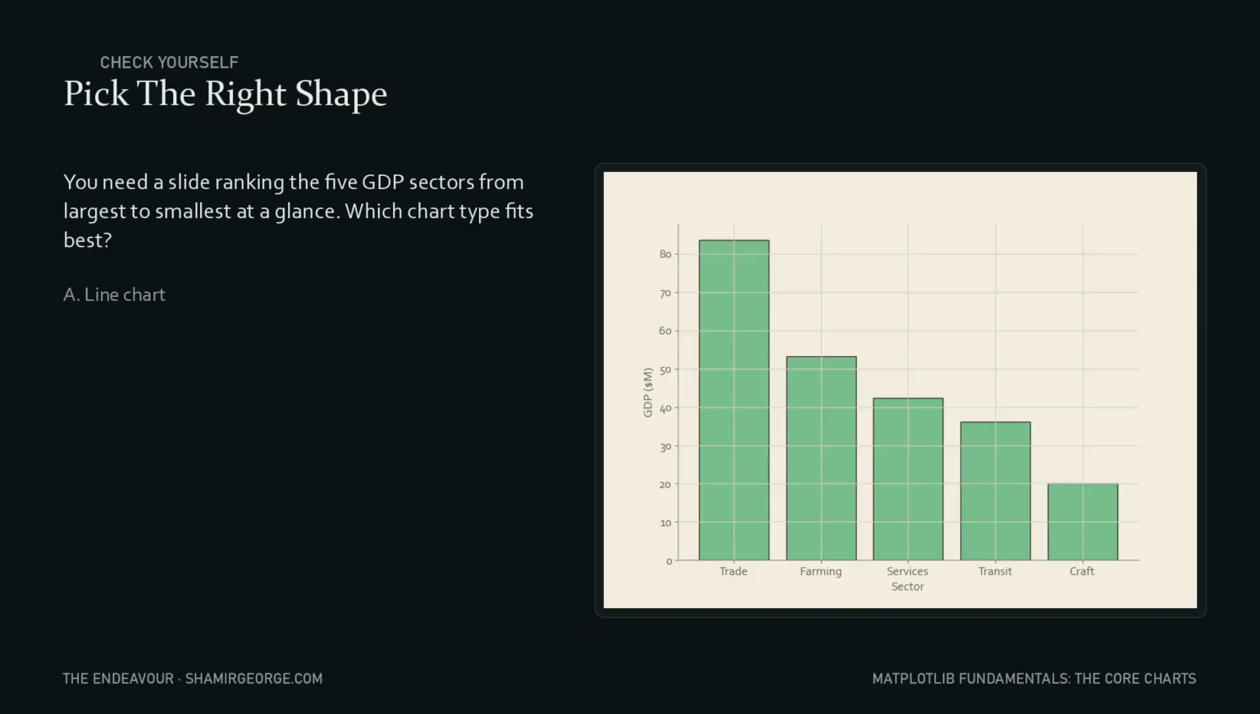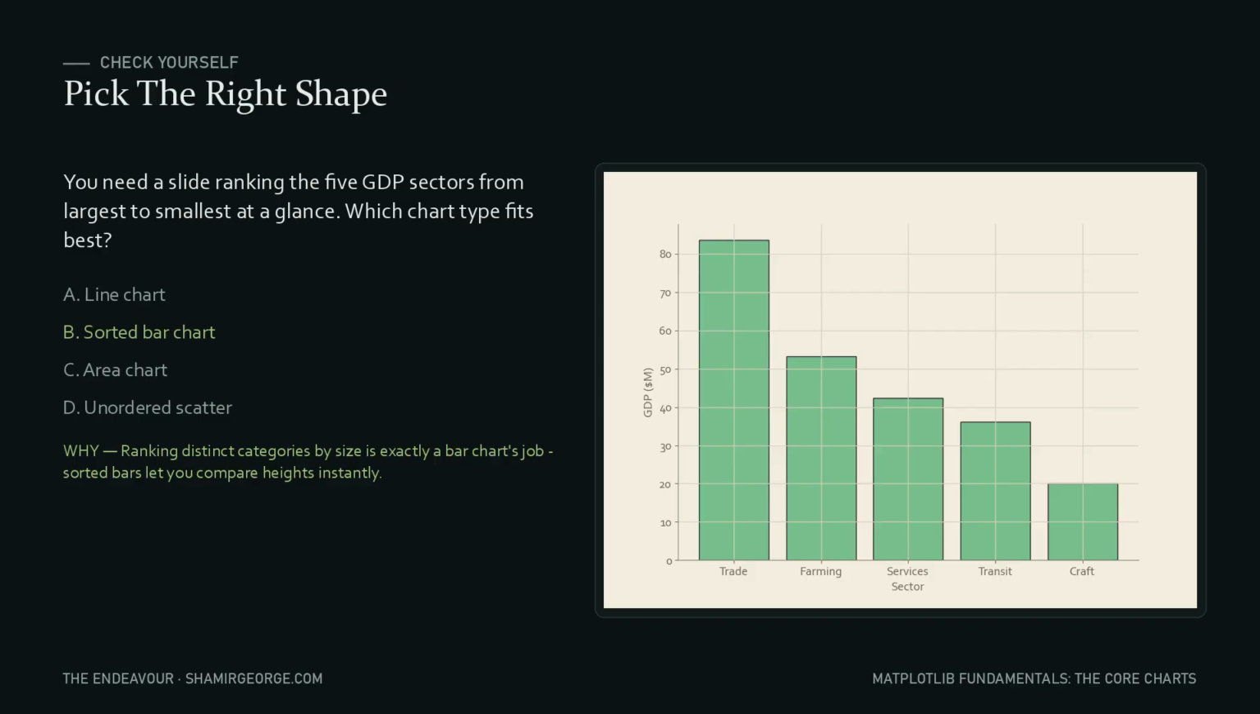Alright, check yourself on this one. You need a slide ranking 5 GDP sectors from largest to smallest, readable in one glance. Which of these 4 chart types actually fits that job? A sorted bar chart. Line and area both imply order and accumulation over a continuum, and an unordered scatter hides rank entirely. Only sorted bars put size front and center.